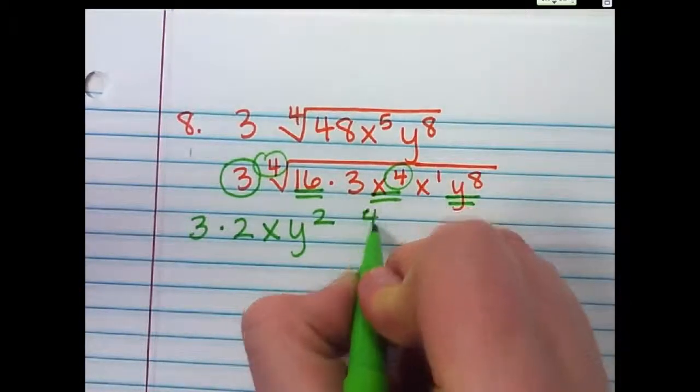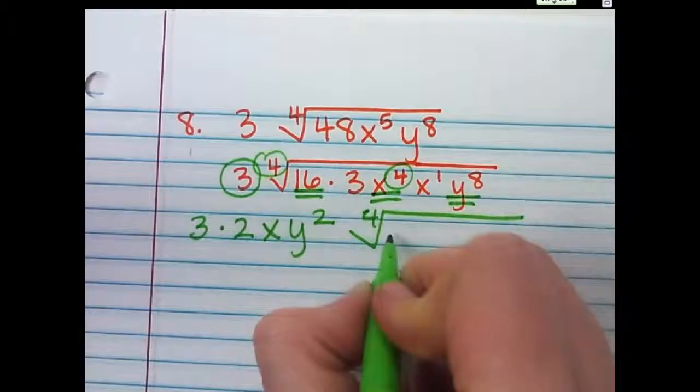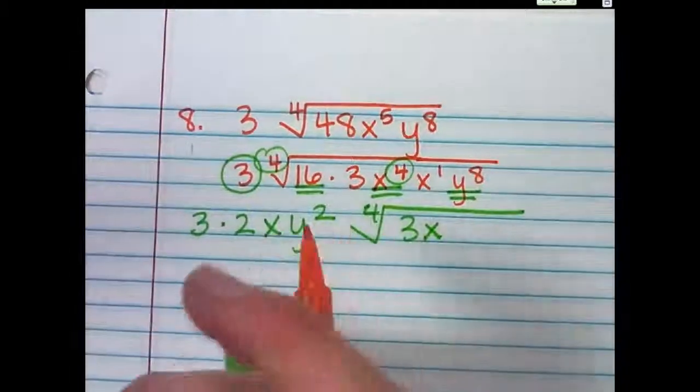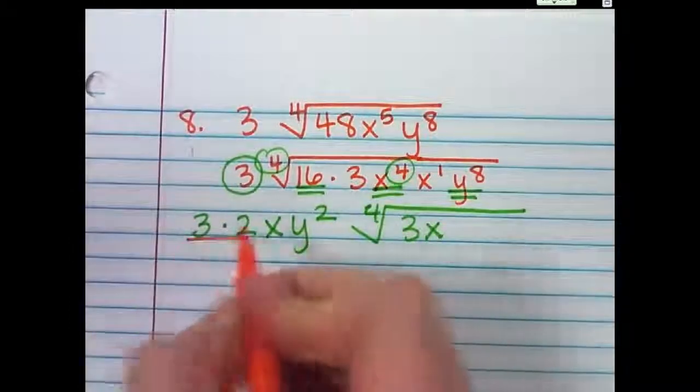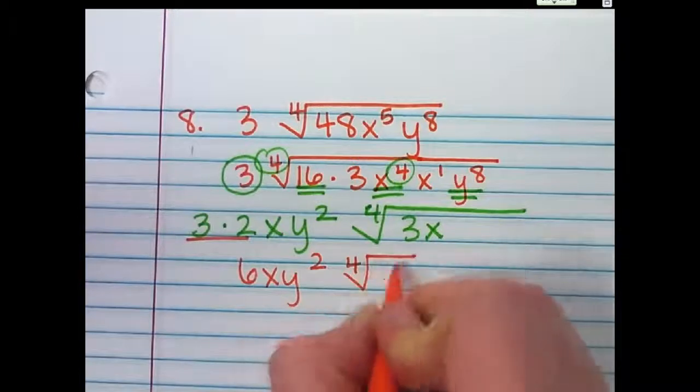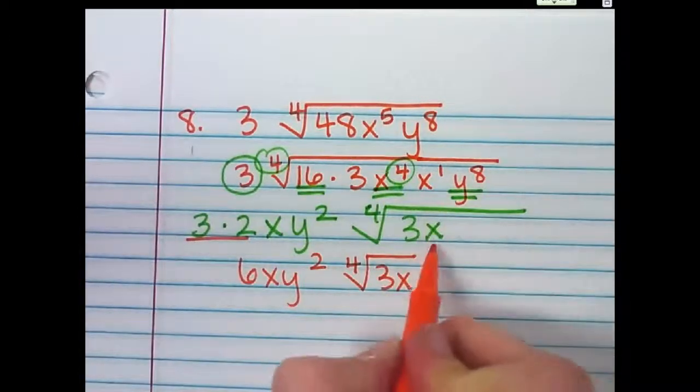And then what's left on the inside? 3x. Okay, and then go ahead and multiply these. So our final answer, 6xy squared, fourth root of 3x.